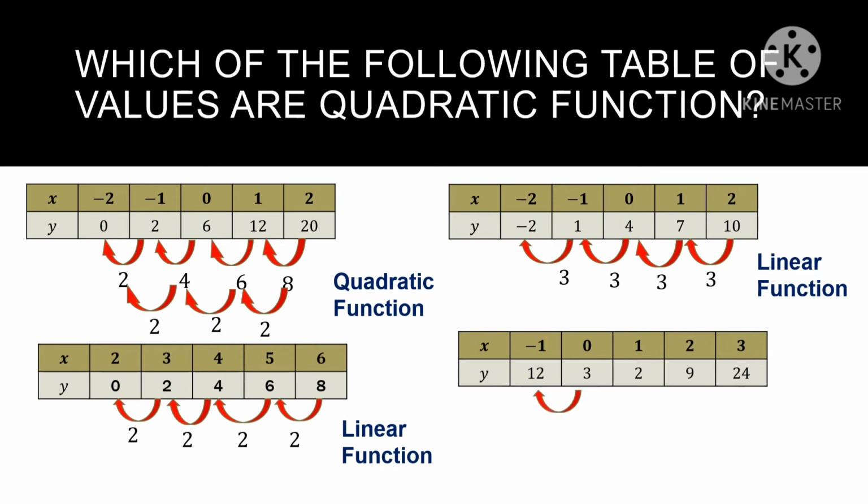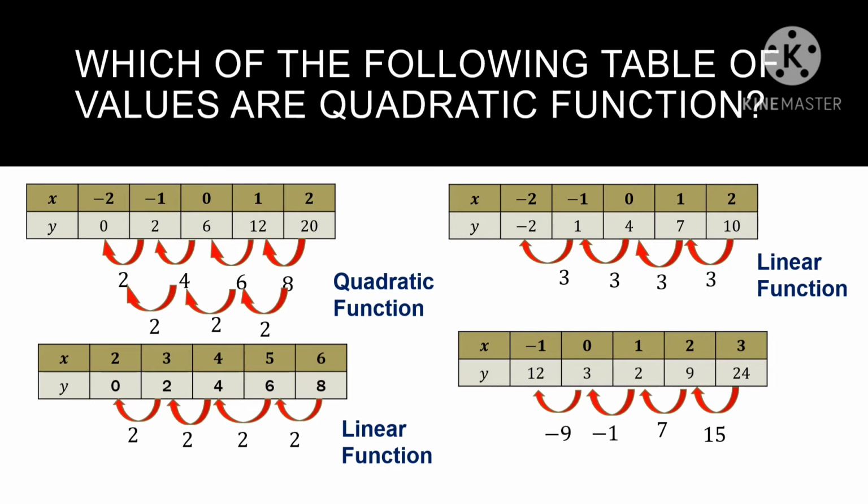Then, the fourth one, if we verify, 3 minus 12, you have negative 9. 2 minus 3 is negative 1. 9 minus 2 is 7. And 24 minus 9 is 15. So, the first differences are not equal.